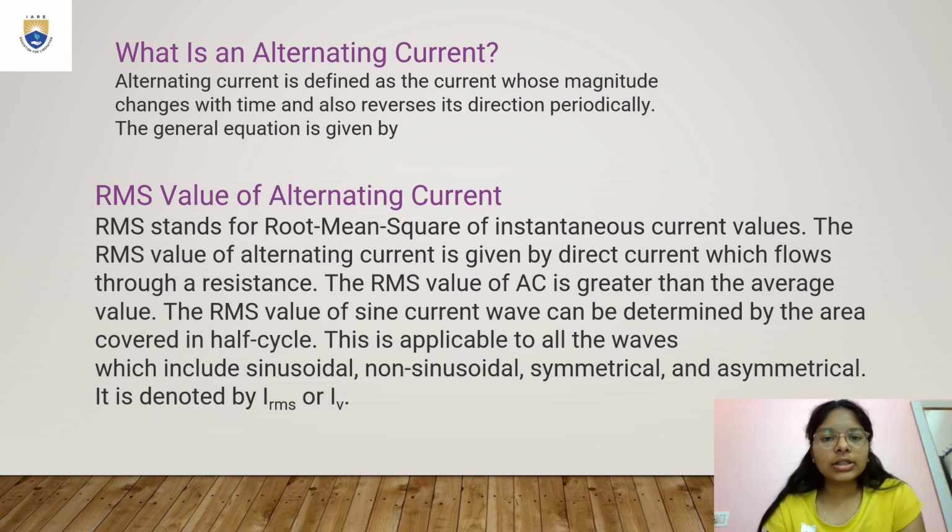RMS value of alternating current. RMS stands for root mean square of instantaneous current values. The RMS value of alternating current is given by the direct current which flows through a resistance. The RMS value of AC is greater than the average value. The RMS value of a sine current wave can be determined by the area covered in a half cycle. This is applicable to all waves, which include sinusoidal, non-sinusoidal, symmetrical, and asymmetrical. It is denoted by IRMS or IV.